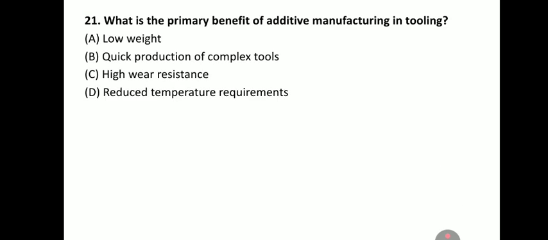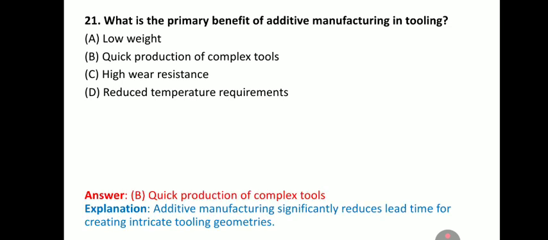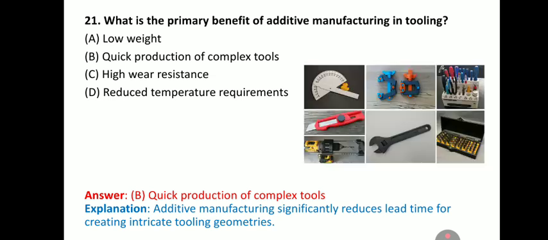Next question, what is the primary benefit of additive manufacturing in tooling? The answer is quick production of complex tools. So additive manufacturing significantly reduces lead time for creating intricate tooling geometries. So such kind of simple tools are only required in case of additive manufacturing, but if you go with the machining process, in that case very complex tools like single point cutting tools, multi-point cutting tools, milling cutters, drill bits are required.